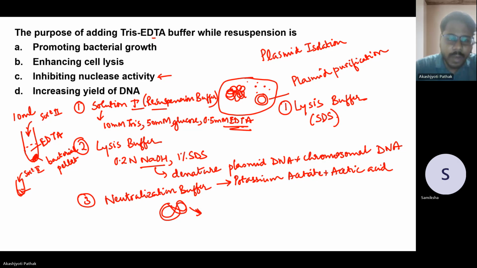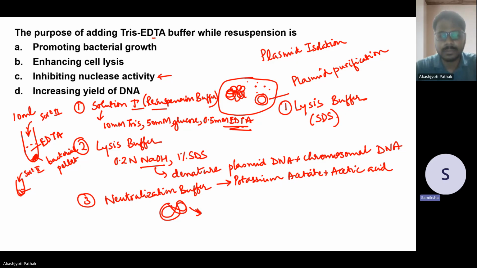Okay. Now after adding solution two, you have to again spin it for 10 minutes. So after spinning it for 10 minutes, what happens? These chromosomal DNA and all the protein and lipid fragments, all of these get precipitated. And your plasmid DNA remains in the supernatant. So you take out the supernatant, and then you pour it in the column for elution.